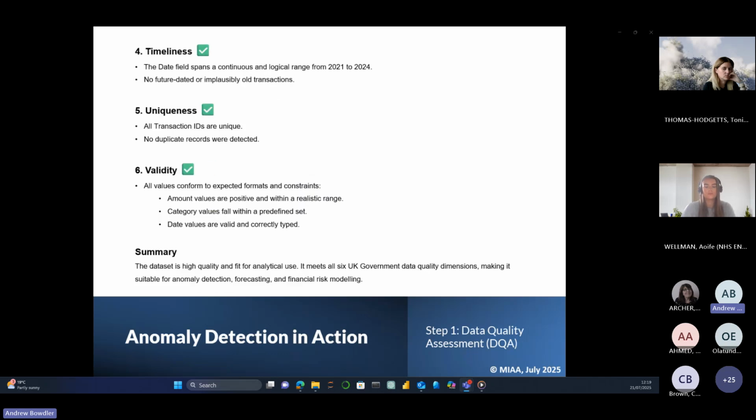Here's the continuation of our data quality review. The date field behaves as expected. No future dates, no ancient ones from 1993. All values fall within a reasonable range, and category labels are standardized. Bottom line, this data is well behaved and ripe for anomaly detection, forecasting, or even financial risk modeling.